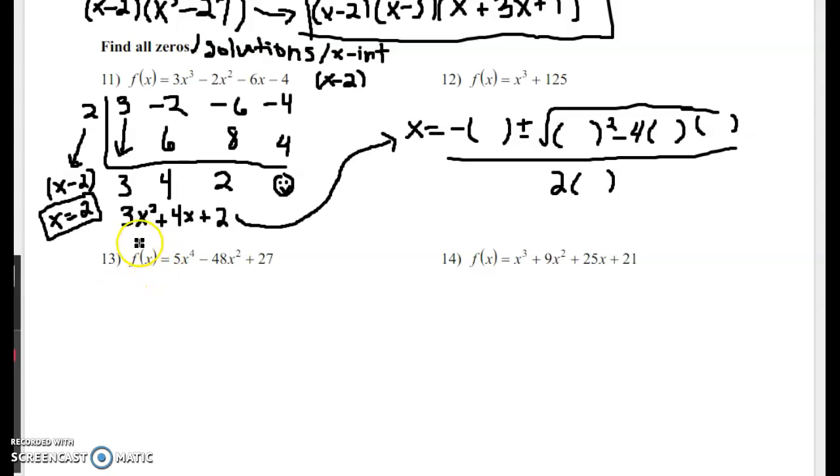And a, b, and c are going to come from these coefficients. So everywhere there's a b, we're going to use 4. So negative b plus or minus b squared, 4 times a is 3, c is 2, all over 2 times a. And then simplify: negative 4 is going to stay negative 4, plus or minus, inside the square root, that's 16 minus 24, so negative 8, I believe.